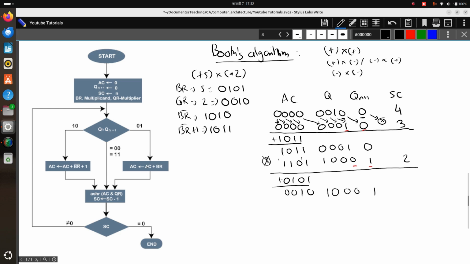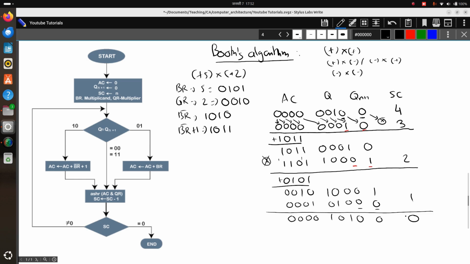Now what we need to do is we again need to perform an arithmetic shift of AC and QR. So this is going to be 0, 0, 0, 1, 0, 1, 0, 0 and 0. Now the step counter is decreased to 1. Finally, if we check the combination again, it is 0, 0. Since the combination is 0, 0, we again perform an arithmetic right shift here. So 0, 0, 0, 0, 1, 0, 1, 0 and then 0.